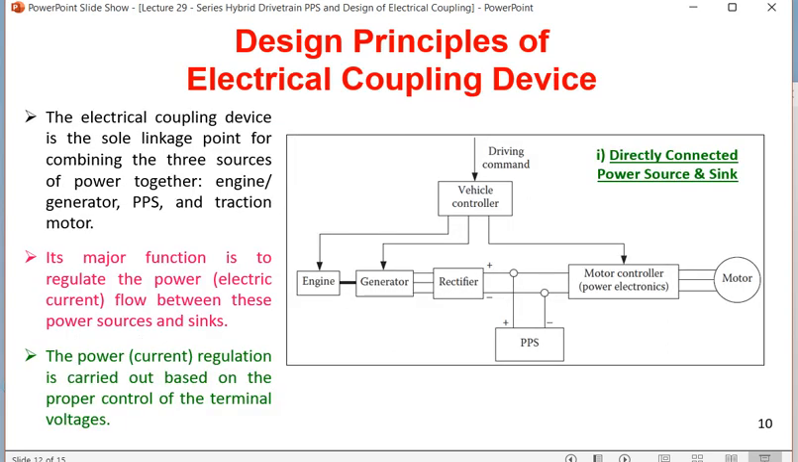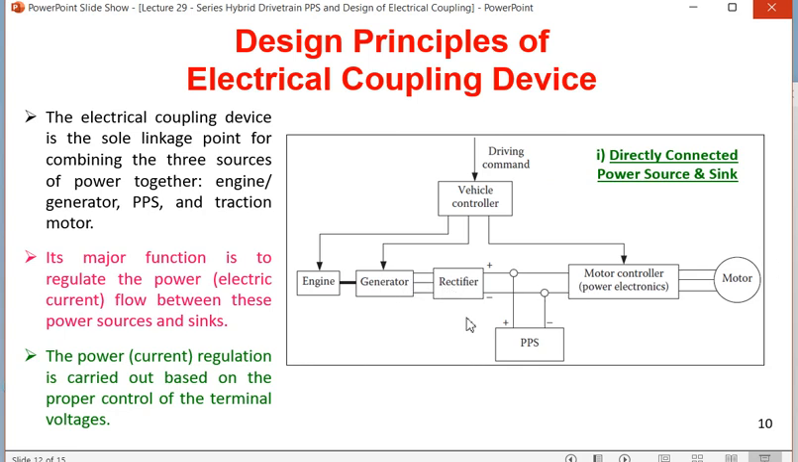So design principles of electrical coupling device. In this case, we are going to see there are mainly two kinds of connected power source and sink. This can also be a 10-mark question. Here it is said that this is a driving command. There are three driving commands, that is acceleration, brake, and direction. So this is a vehicle controller, the overall controller. It is controlling engine, it is controlling generator. Then there is a rectifier, because generator may be producing AC, the motor can be DC.